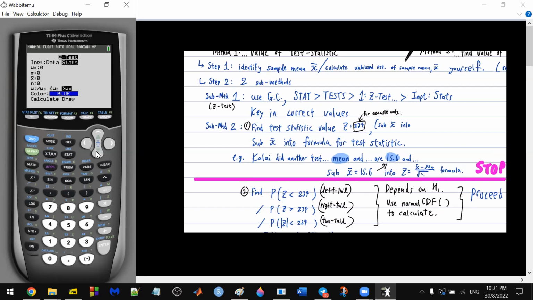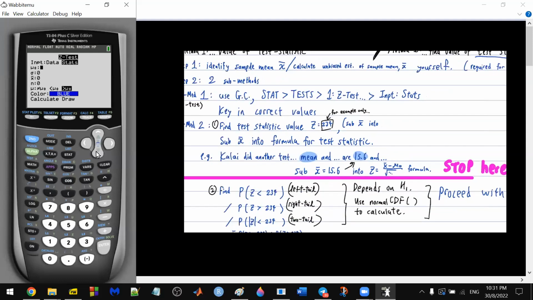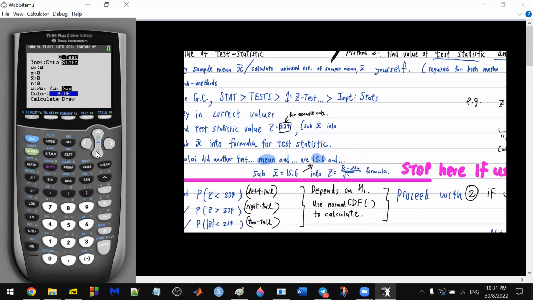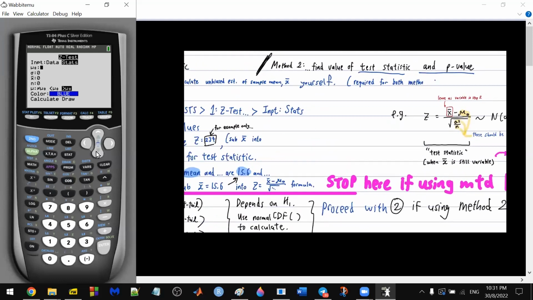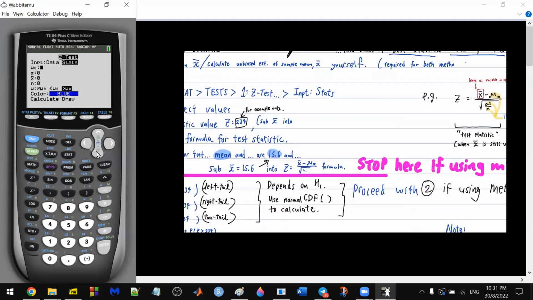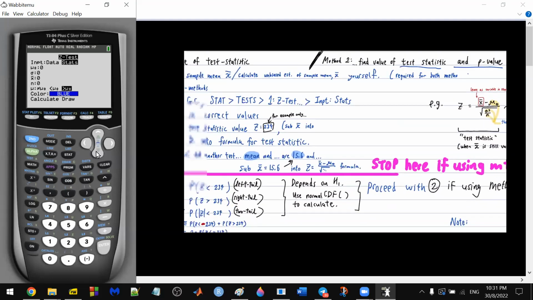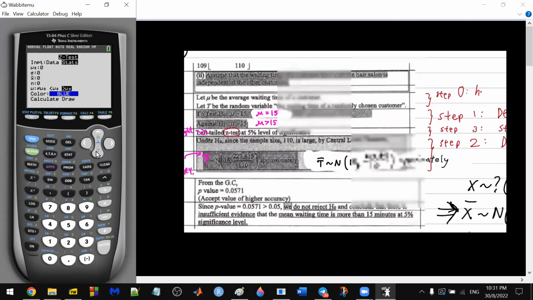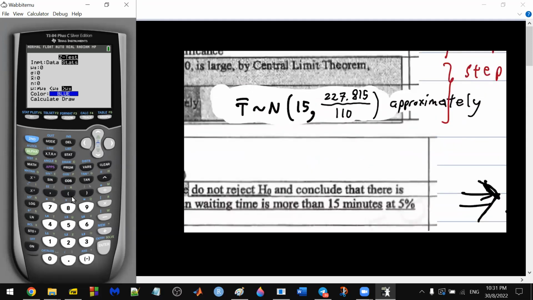So now what is the mu? I cannot remember. Let me scroll up. Over here, what's the mu? 15. What's the sigma? Sigma is standard deviation, right? So it should be square root of variance every time. So what's the variance here? 227.185 divided by 110. Okay?